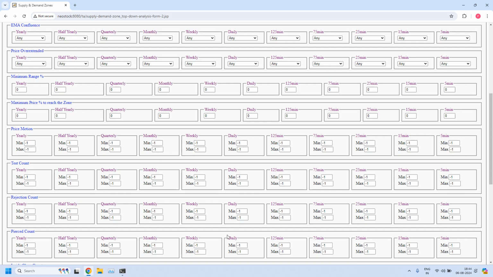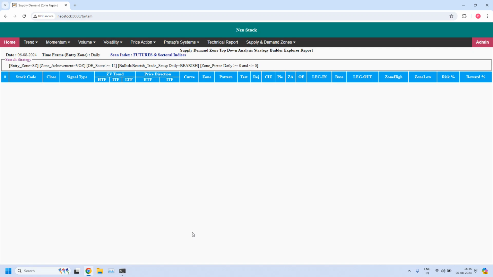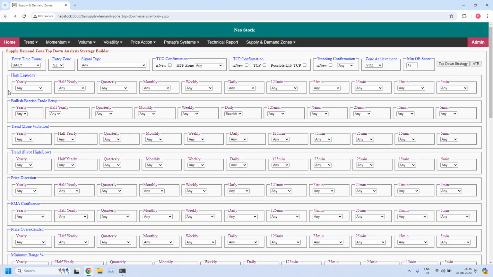And daily time frame, so minimum value I am adding 0. Maximum value 0, which indicates monthly supply zone should not be pierced. And the zone achievement should be violated opposing zone. Minimum odd enhancers is 12. Now all the 3 filters are applied to daily supply zone. No stocks are filtered. That means currently there are no stocks supporting bearish trade setup for monthly income trade. So let me go back.